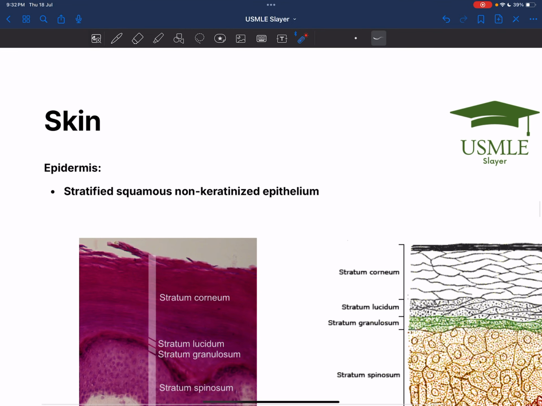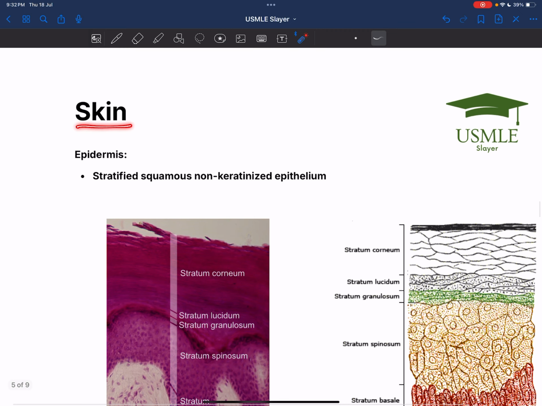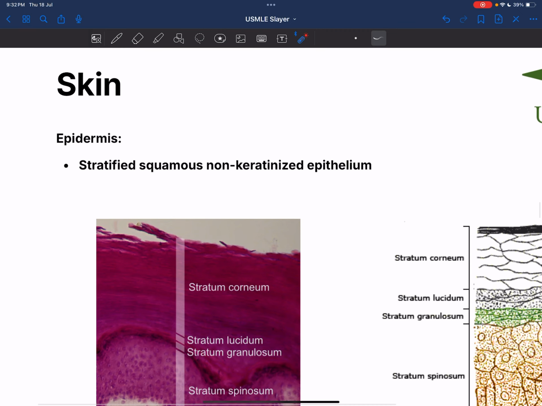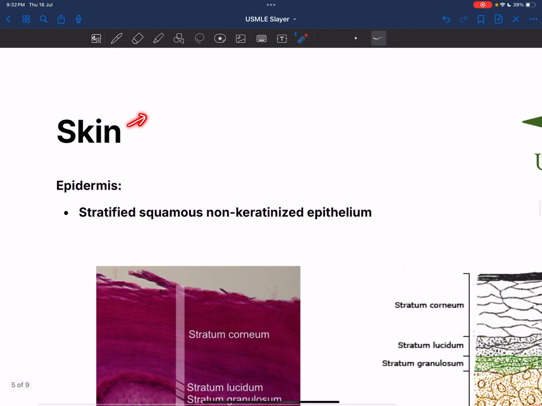Today we'll start the dermatology module and we will be talking about the skin. As you might know, skin contains three layers mainly: epidermis, dermis, and the hypodermis, or it can be called the subcutaneous fat. The reason why we'll be studying epidermis is because dermatopathology really focuses on epidermis.